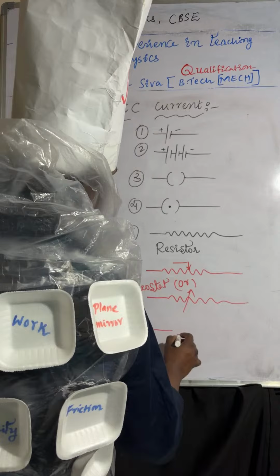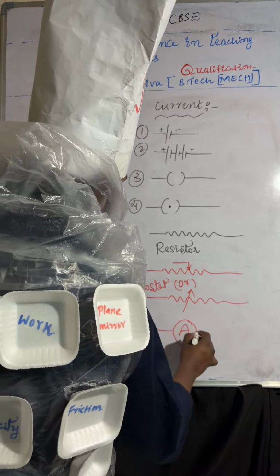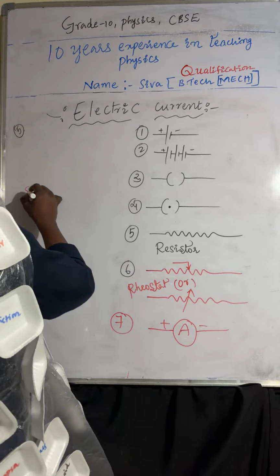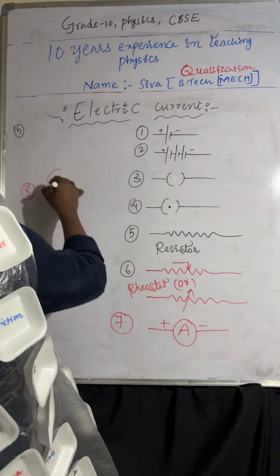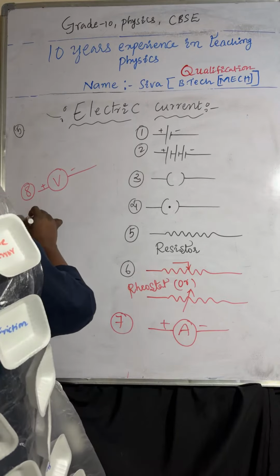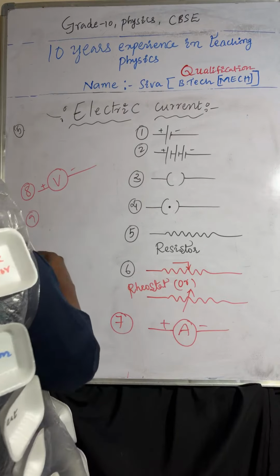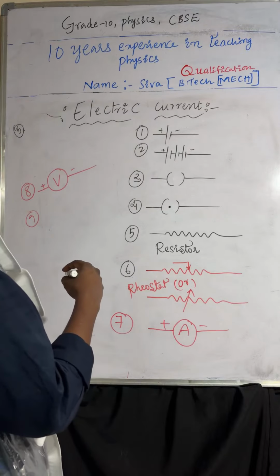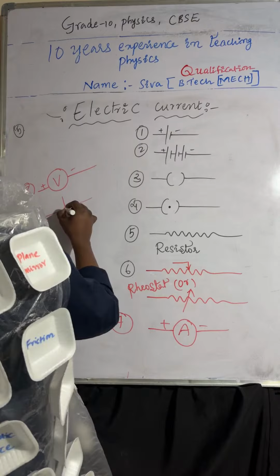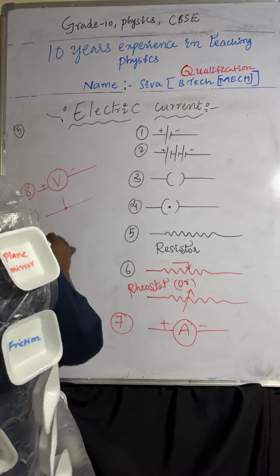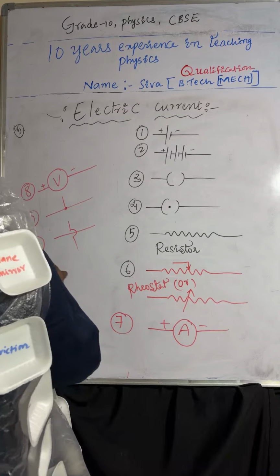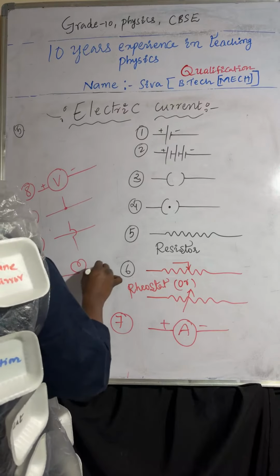Coming to the ammeter, this is the ammeter, with positive terminal and negative terminal. Coming to the eighth one, the voltmeter, with positive terminal and negative terminal. Next one, wire joining. The next one, the tenth, is wire crossing. And the eleventh one is the bulb. So this is the bulb symbol.